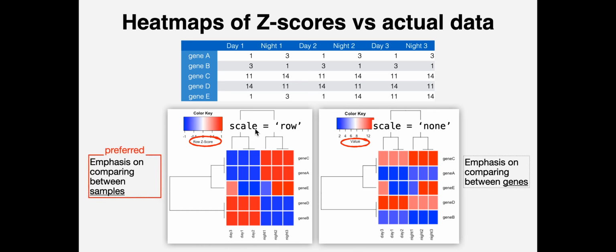I prefer to scale by rho because I'm usually trying to highlight patterns of genes that are behaving in a similar way, irrespective of the magnitude. I don't care if they went from 1 to 3 or 5 to 9. I just care that they went up.